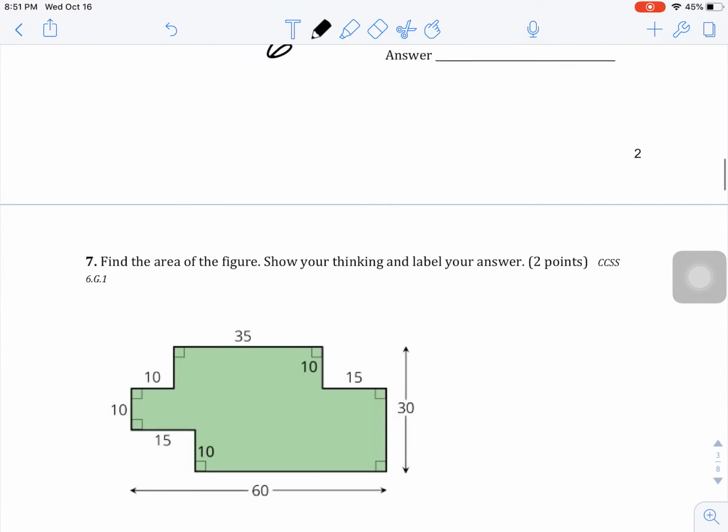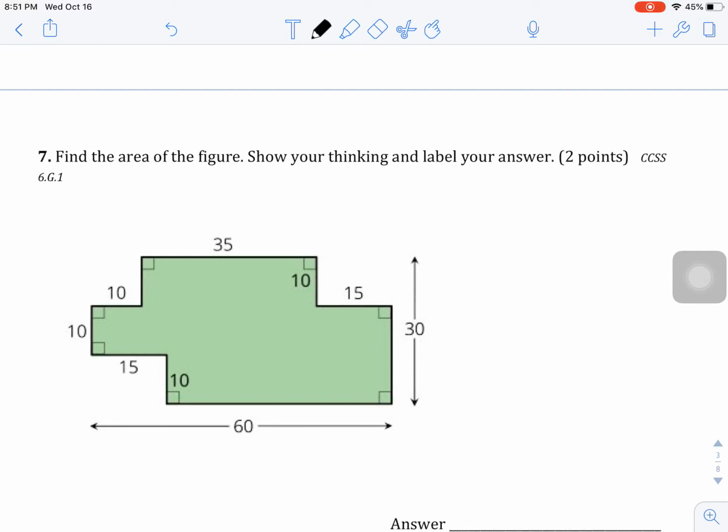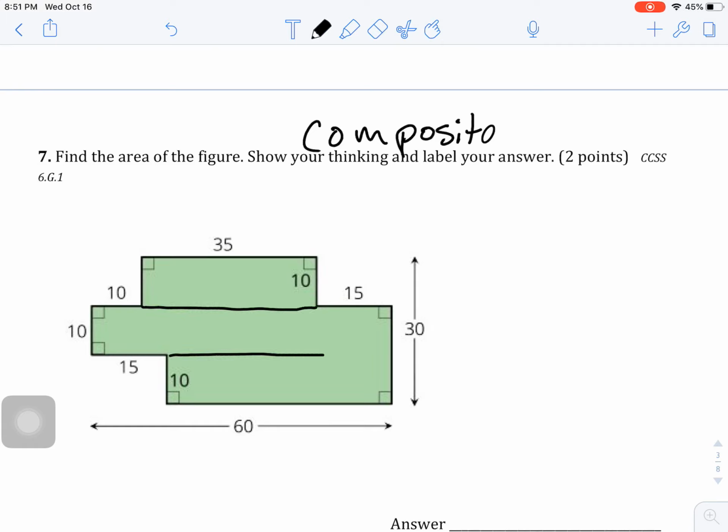Okay, moving on. So number 7, you had to find the area of this figure and show your thinking. So first, look at this. You should be able to tell that it's a composite figure. It's not just one shape. So you need to split it up or decompose it. A lot of ways to do that. All right, one way I know you could think about this would be splitting it here and there. Okay, but there are many ways to think about it.